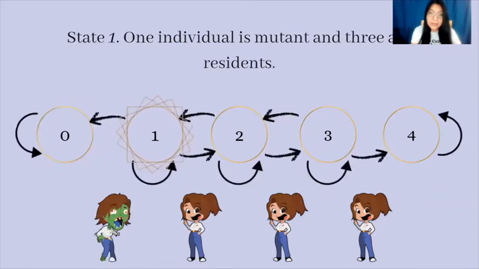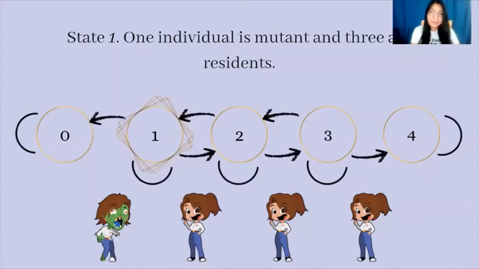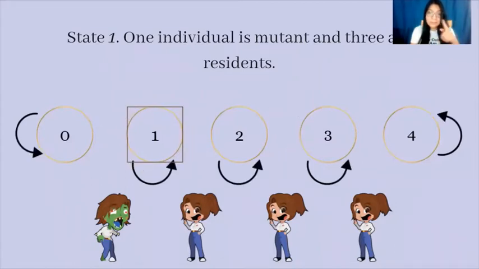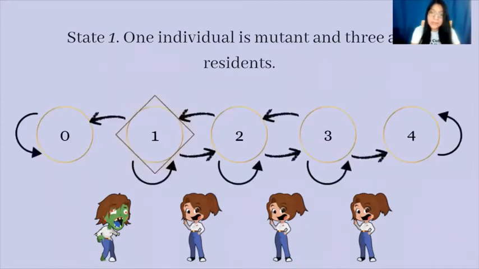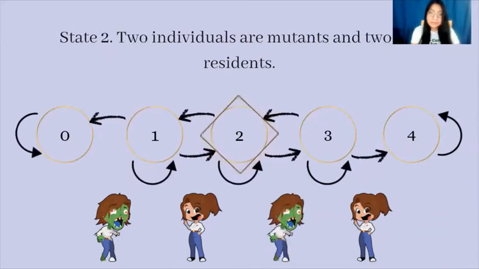In state 1, there is 1 mutant and 3 residents. We can choose a resident to reproduce and a mutant to die, and we go to state 0, or we can choose a mutant to reproduce and another to die, and we remain in state 1, or we can choose a mutant to reproduce and a resident to die, and we go to state 2.